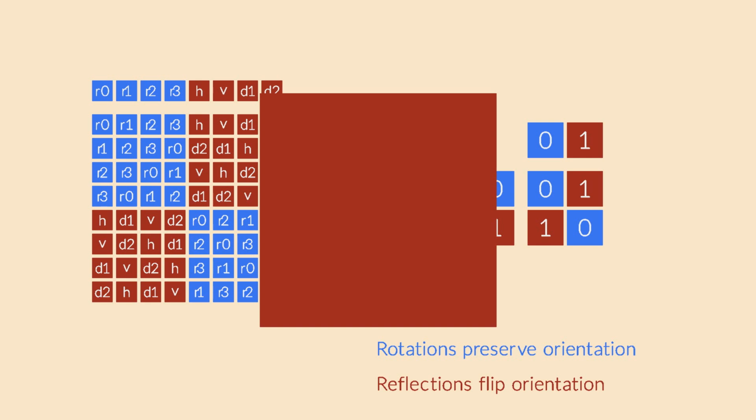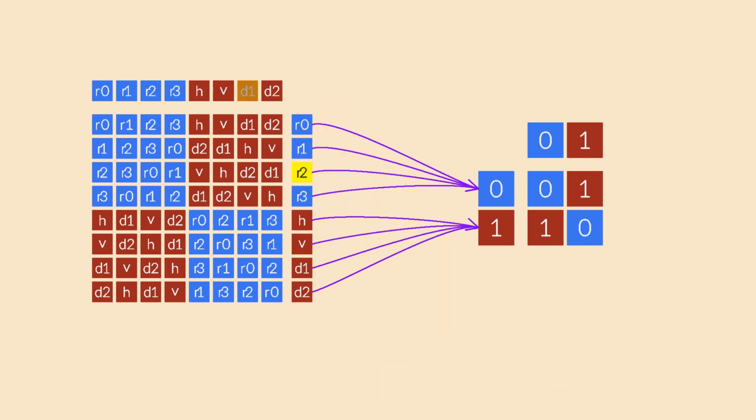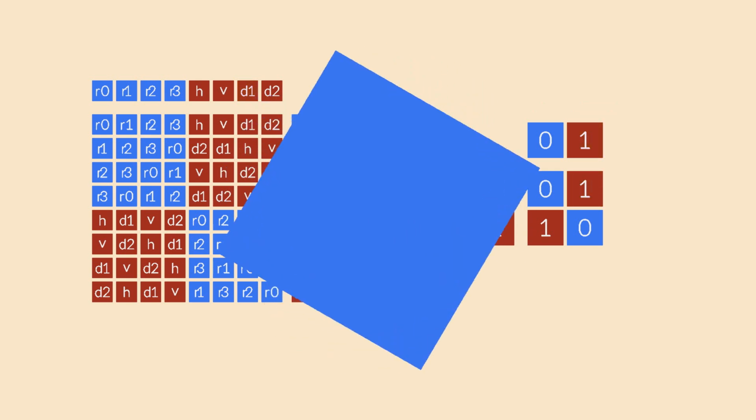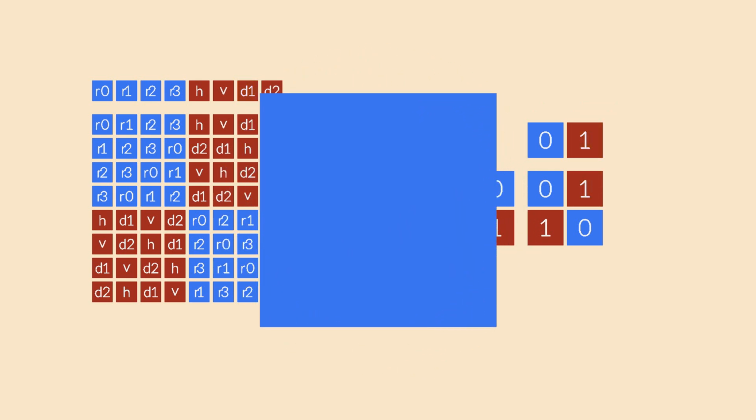When you perform a rotation followed by a reflection, the corresponding operation on the right becomes 0 plus 1 equals 1, or blue plus red equals red. What this is really telling us is that an orientation-preserving operation followed by an orientation-flipping operation always results in an orientation-flipping operation. Blue followed by red indeed gives red.